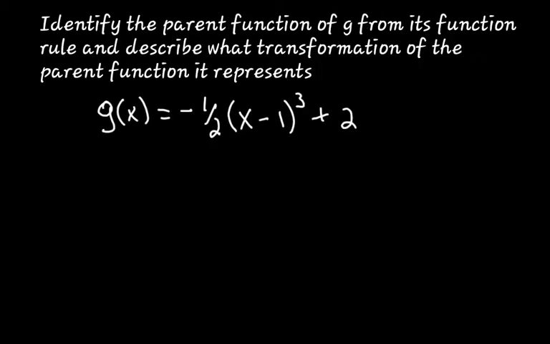So it says here, identify the parent function of g from its function rule and describe what transformation of the parent function it represents. So there's a couple things we want to do in this problem. First, we want to identify the parent function, and then we want to describe what transformation of the parent function represents. So, first, let's look at the exponent to identify the parent function. So here we have exponent of 3. So that tells you it's a cubic function.